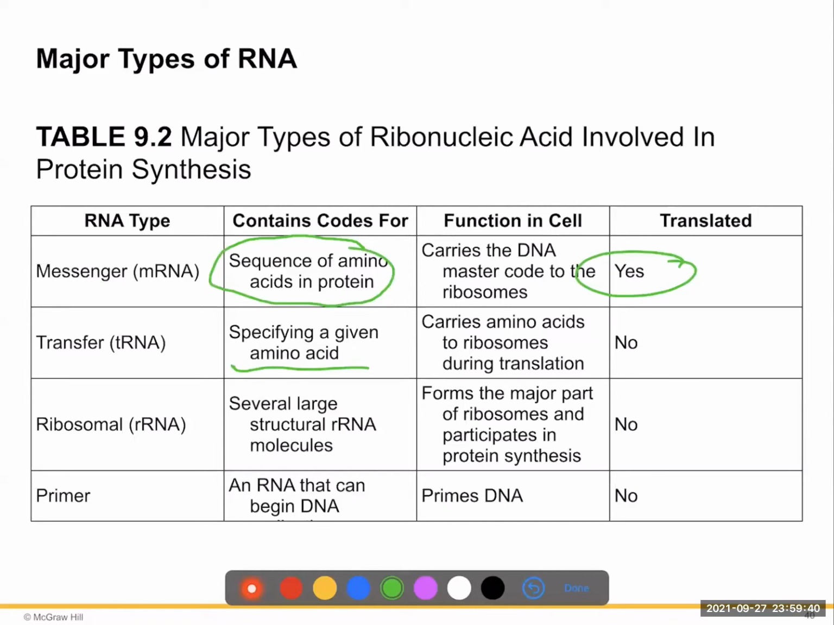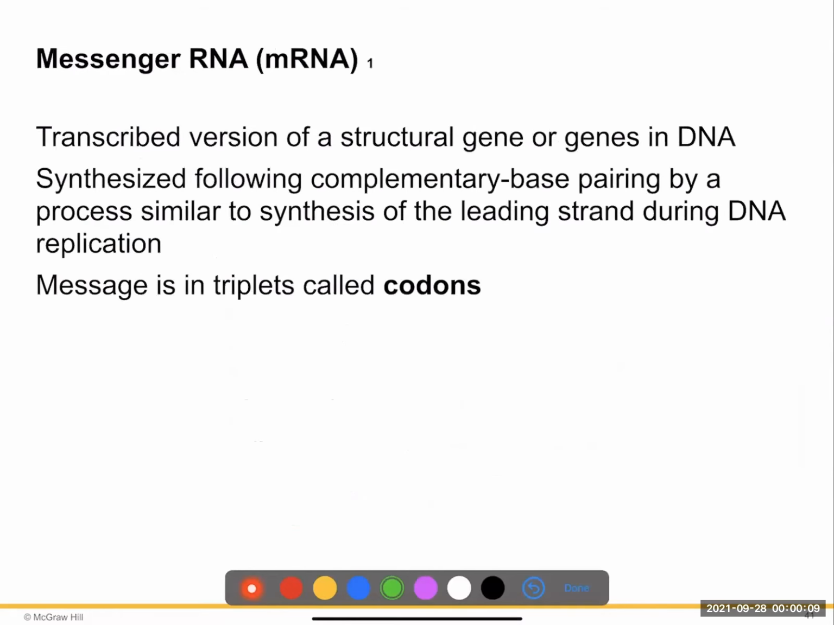chain of amino acids. Ribosomal RNA is found in large structural ribosomal RNA molecules. They form the major part of ribosomes and participate in protein synthesis. And then there's a primer that can help you begin DNA synthesis, and then is kicked off and spliced back in with DNA nucleotides. So it kind of gets the DNA started. It primes it for replication.